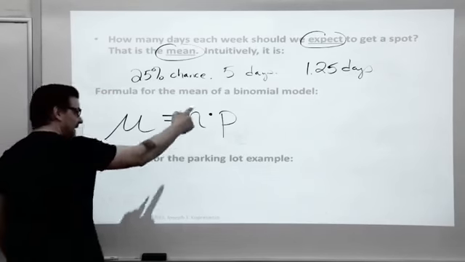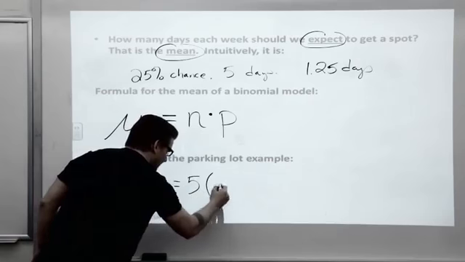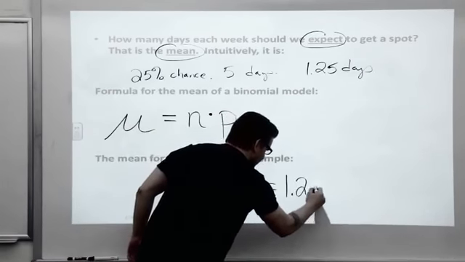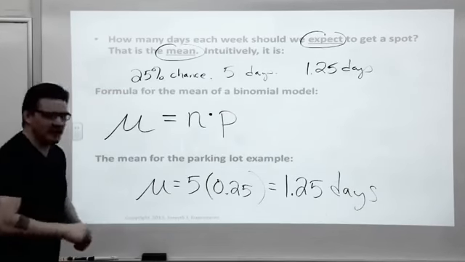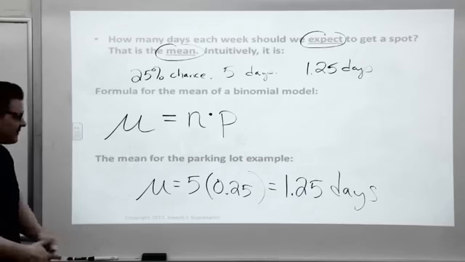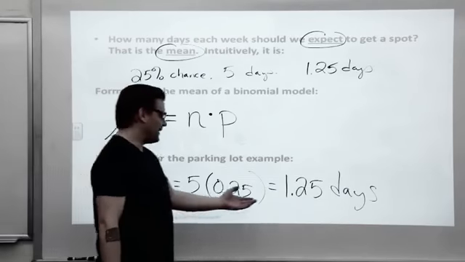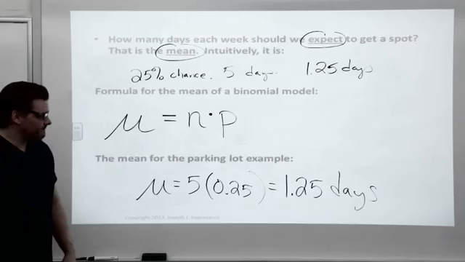The mean for the parking lot example, we know that it's 1.25 days. Mu equals 5 times 0.25. Don't round that to 1. I know you can't get a spot a quarter of a day, but the answer is 1.25. Okay, don't round that down to a whole number. And what we're saying is that each week we should expect to get a spot on 1.25 days.